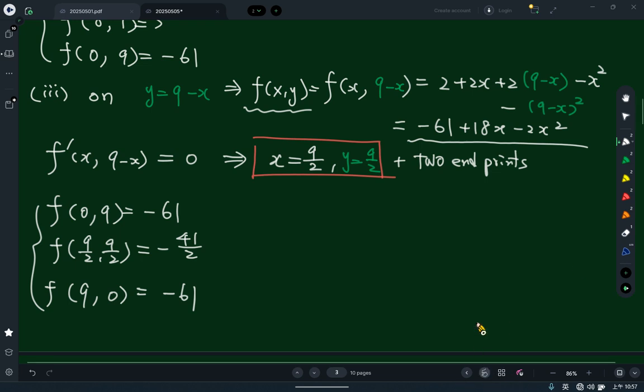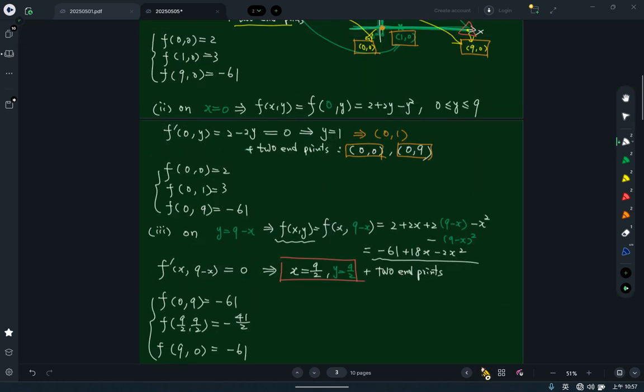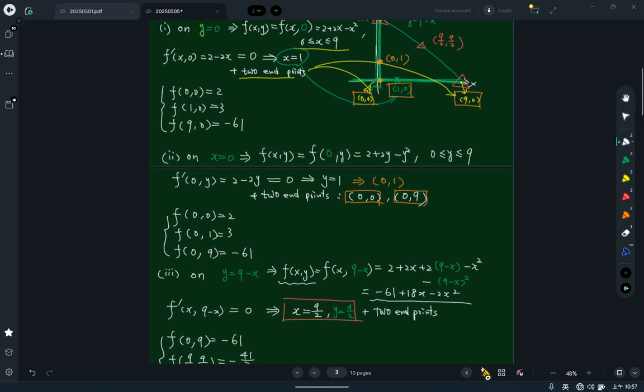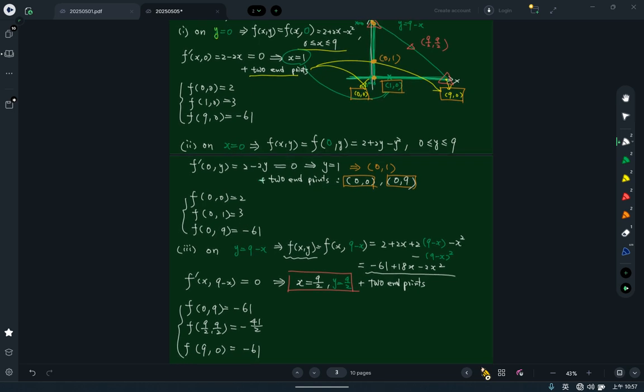So let me just make it smaller. You can see right now we have 9 candidates, right? For the first line, I mean, y is equal to 0. Maybe I just make it smaller. Okay, so if we just focus on y is equal to 0, it provides these 3 points, right?